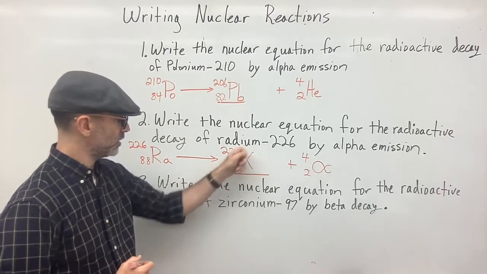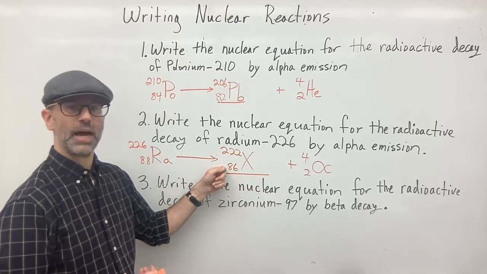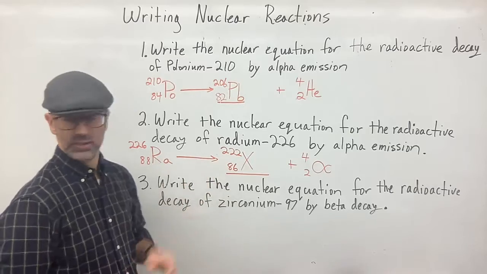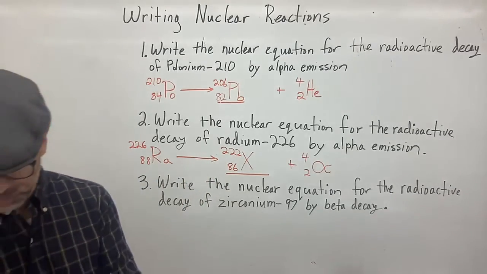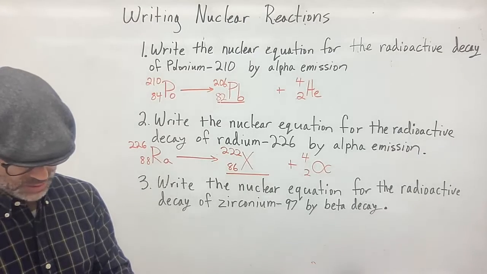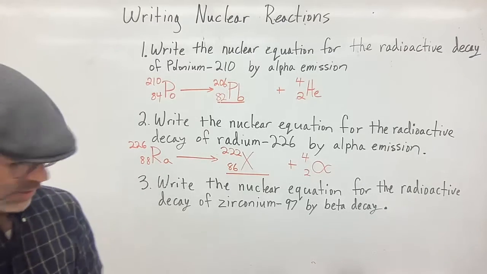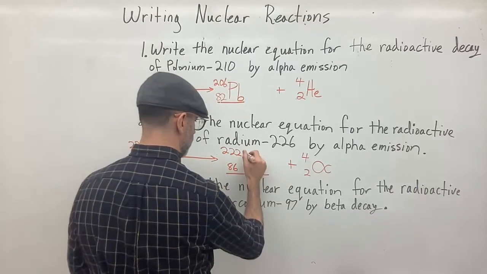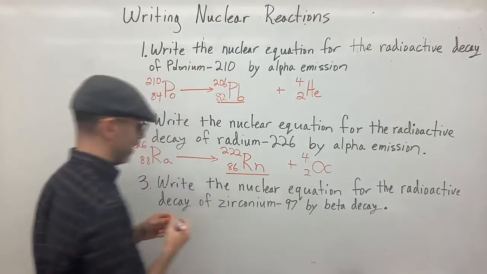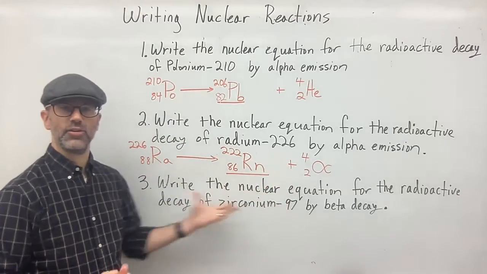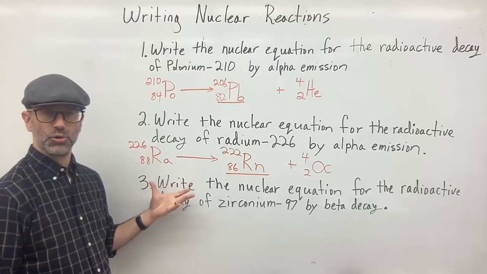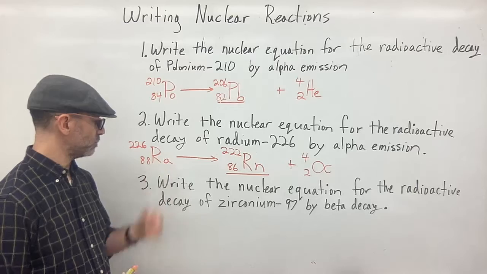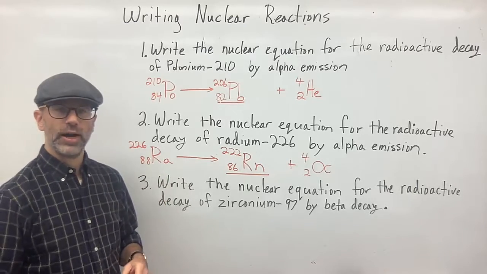So in order to figure out the symbol, we look up 86. That's the atomic number. Mass number on top, atomic number on the bottom. So let's look up our example. 86 is radon, Rn. So that's going to be Rn. And so this again is our complete nuclear equation for this alpha decay of radium-226.